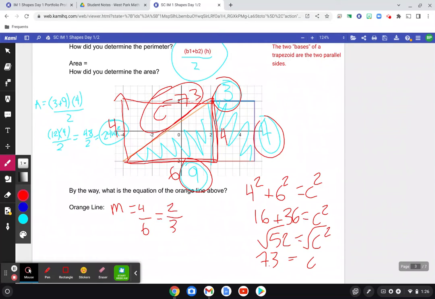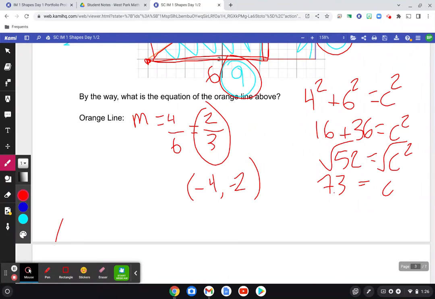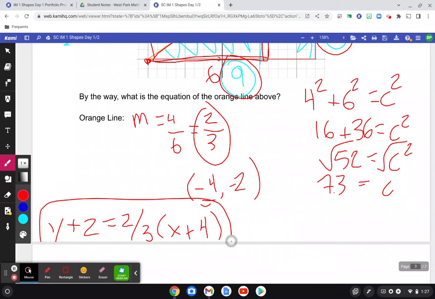And then all you have to do is identify a point. Let's use -4, -2 again. So we're going to use this slope with the point -4, -2, and put that into point slope form. So that's going to be y minus our y value of -2, so that again becomes addition, is equal to our slope of 2/3 times x minus x1, where our x1 is again a negative, so it becomes addition. And that's going to be our equation for the orange line.